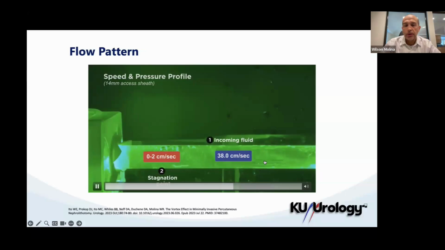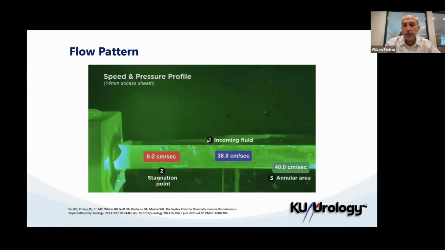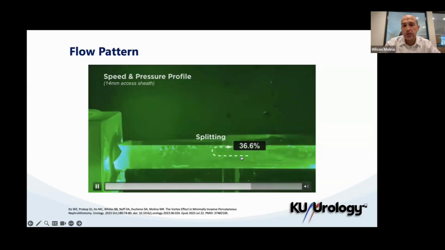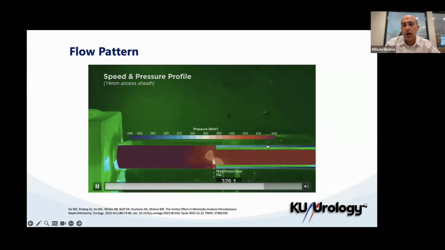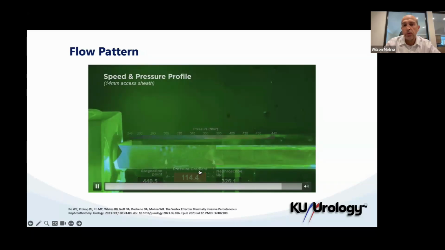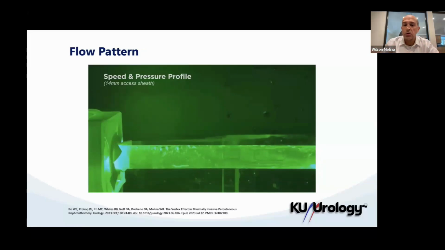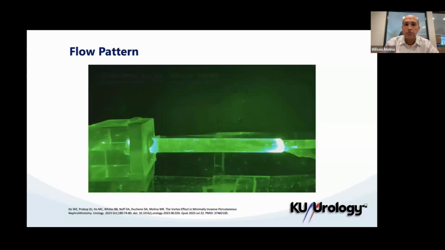After we did that, we could calculate the flow rate, how much goes out, how much stays in, and the pressures within the system. We found that immediately after we introduced the nephroscope, one third of the flow just goes out, and the rest goes in to the stagnation point. We could then calculate the pressure at the tip of the nephroscope and at the stagnation point, and there's a pressure gradient that brings the stone towards the nephroscope.